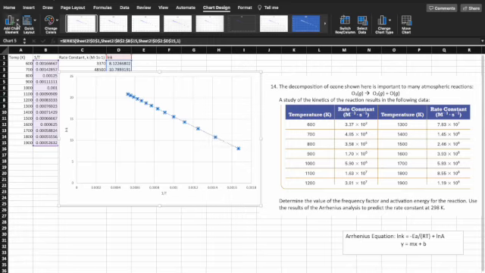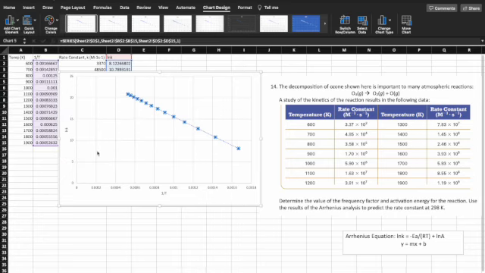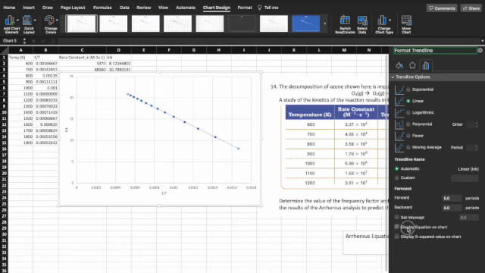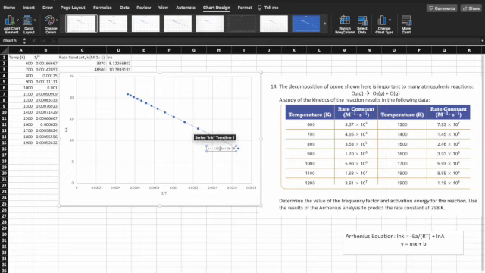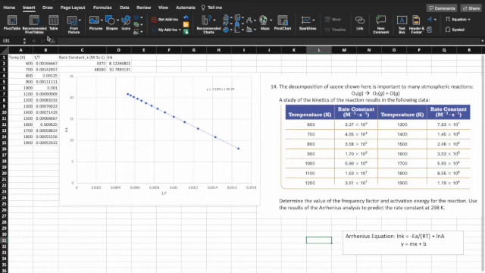The next thing, I'm going to go back to chart element, go to trend line, go to more trend line options, and find the option to display equation on chart. And there you have it. That is my equation. All right. So I'm going to write that equation out big out here so it's easier to look at.